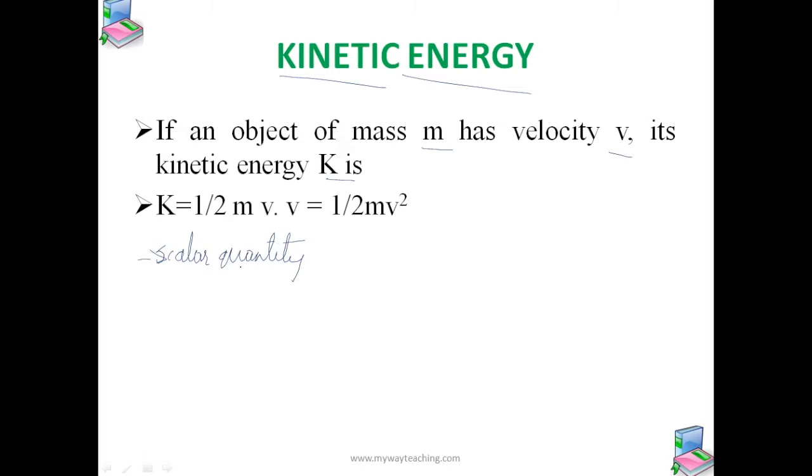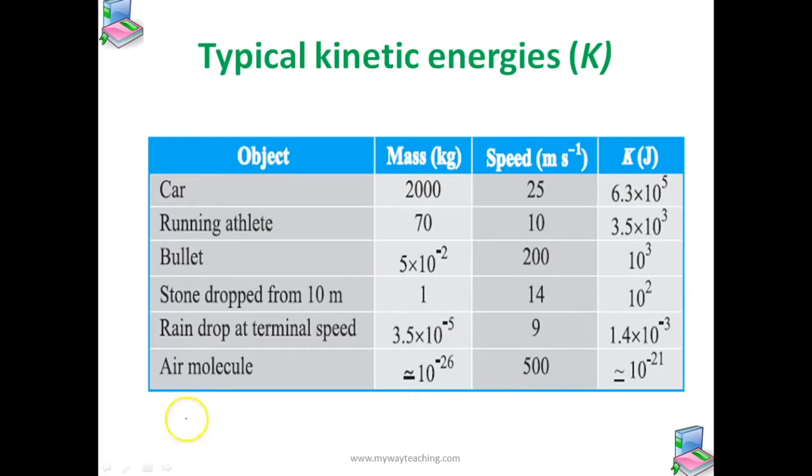This notion has been intuitively known for a long time. The kinetic energy of a fast flowing stream has been used to grind corn. Sailing ships employ the kinetic energy of the wind. So these are a few examples. Here we can see the kinetic energy of various objects in the table. The car, which has a mass of 2000 kg and a speed of 25 meter per second, has a kinetic energy of 6.3 into 10 raised to 5 joules.